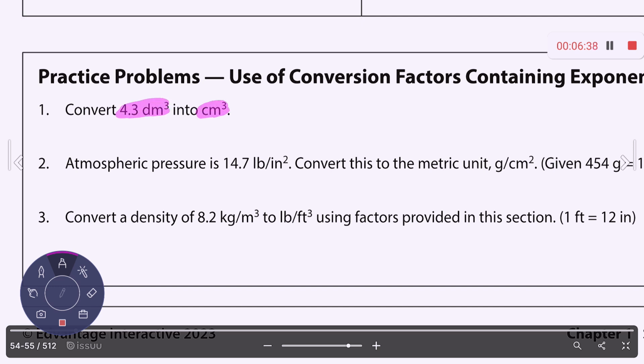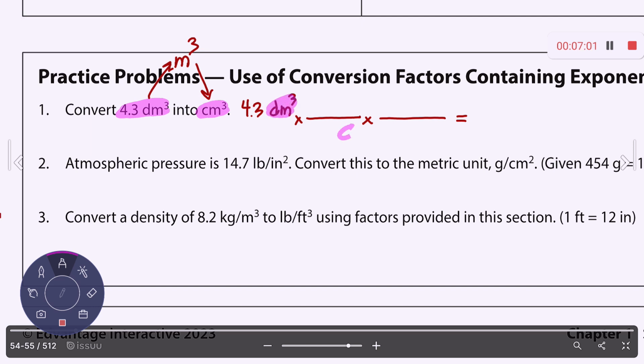If this was decimeters to centimeters, is that a 1-step or 2-step problem? 2. Yeah. So we're actually going to convert to meters cubed and then meters cubed to centimeters cubed, okay? Up until this point, you guys have probably never raised conversion factors to an exponent. It's really easy. Let me show you how to do it.